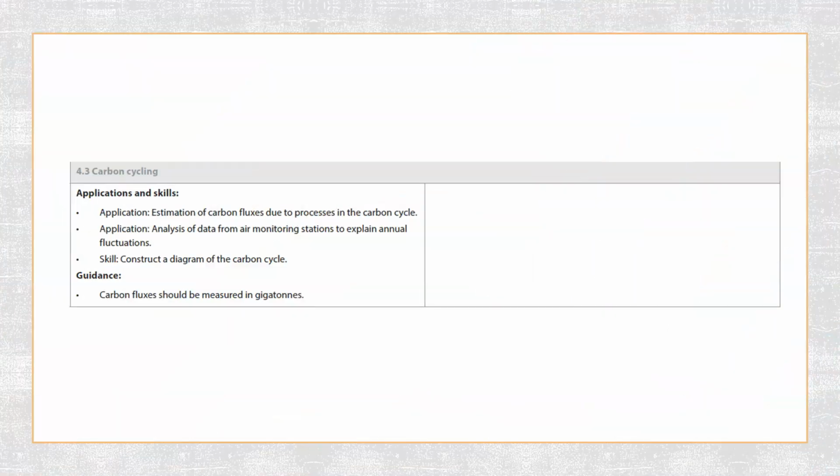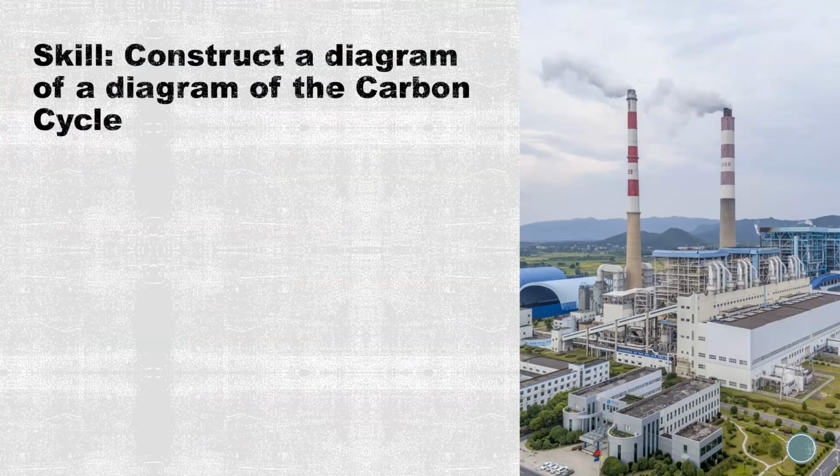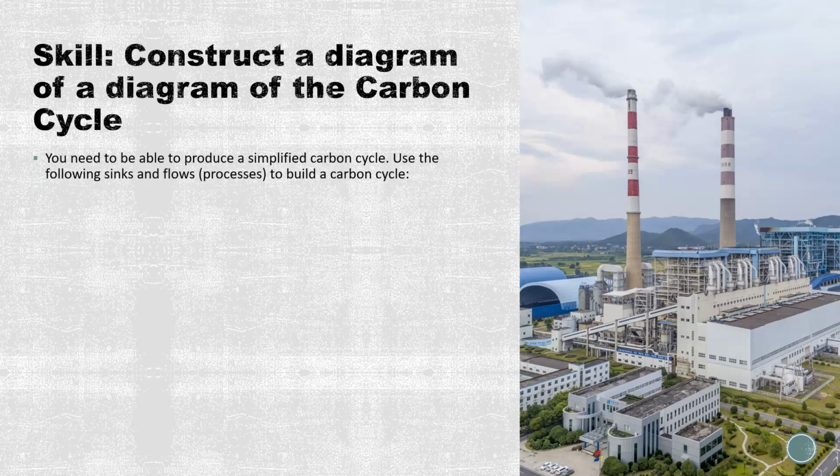Okay, your applications and skills for this unit. Again, it's the estimation of those carbon fluxes due to processes in the carbon cycle, being able to analyse data from air monitoring stations and explain annual fluctuations, and to be able to construct a carbon cycle. So if you were to construct a diagram of the carbon cycle, you need to be able to produce a simplified carbon cycle. You need to use the following sinks and fluxes to build your carbon cycle.